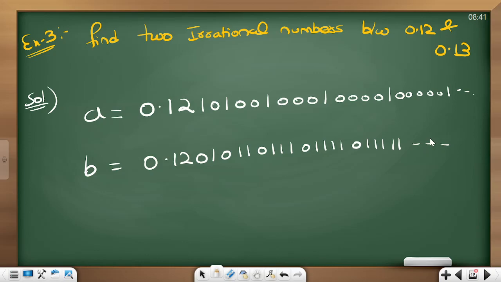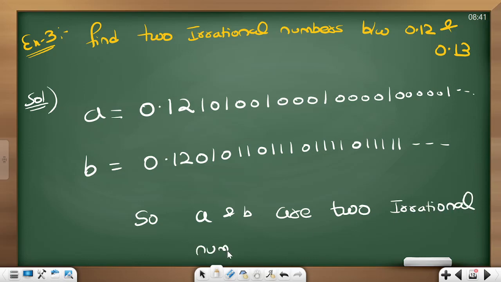So A is irrational because it's non-terminating, non-repeating. B is also irrational. It is also non-terminating and non-repeating. So A and B are two irrational numbers among infinite, between 0.12 and 0.13. Is that clear, Akshita?